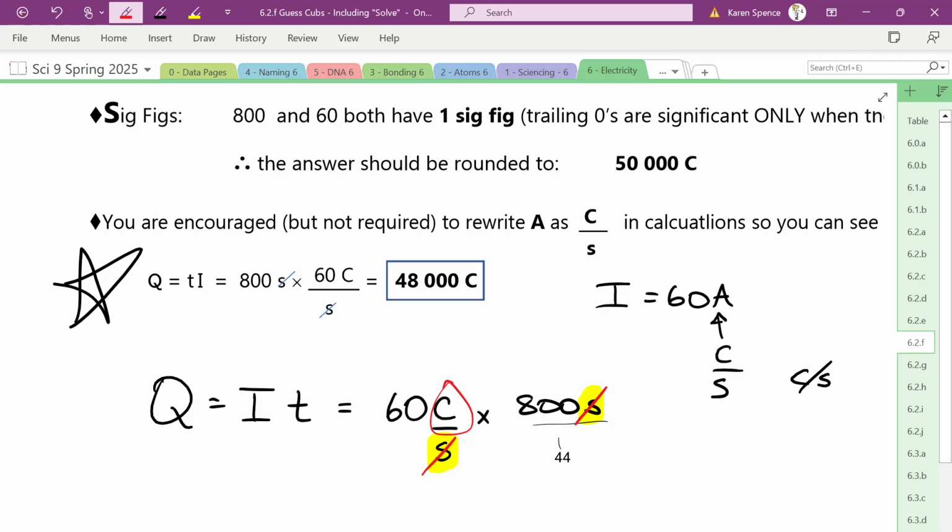So, is that required? No, it's not. But if you feel comfortable doing that, do it for the enriched credit and just show that extra step of work. So rather than putting amps, put the coulombs per second and show the canceling of the seconds. So for enriched credit, show the canceling of the seconds.